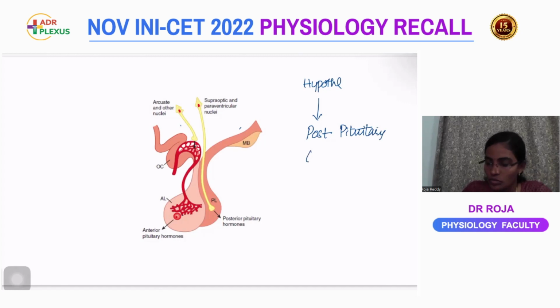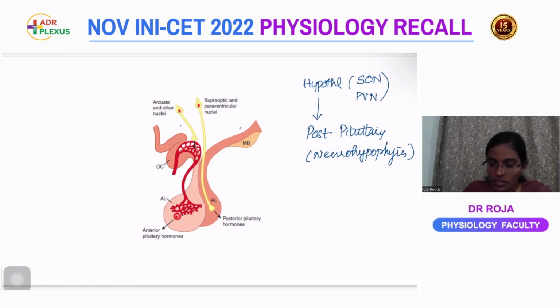Okay. Now, the posterior pituitary, which is also known as the neurohypophysis. There are two types of neurons in the hypothalamus, that is, two types of nuclei: the supraoptic nucleus and the paraventricular nucleus, which synthesize various hormones. We'll see what they are.